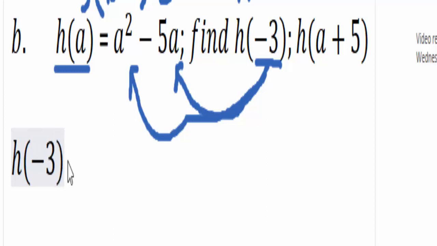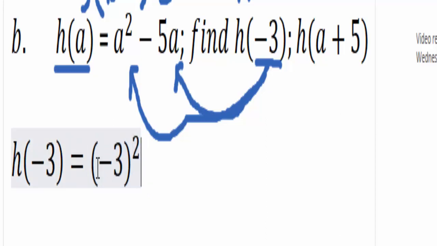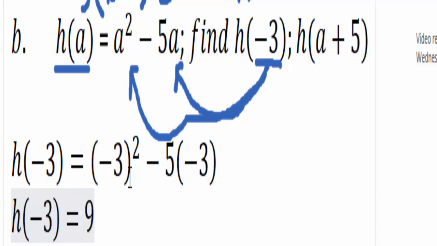So h of negative 3 equals, and I'm going to keep that negative 3 in parentheses and insert it in every time I see the a, and then minus 5 times negative 3. And so we follow order of operations. h of negative 3 equals now negative 3 squared. So that means, following order of operations, we're looking at what's in the parentheses and we're multiplying it by itself. That means negative 3 times negative 3, which is a positive 9.